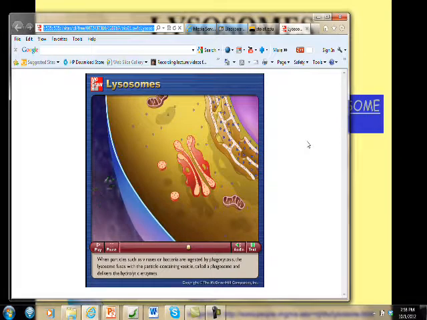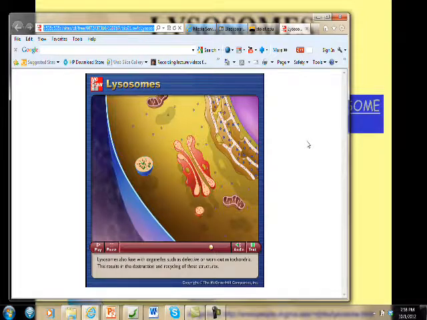When particles such as viruses or bacteria are ingested by phagocytosis, the lysosome fuses with the particle-containing vesicle, called a phagosome, and delivers the hydrolytic enzymes. Lysosomes also fuse with organelles, such as defective or worn-out mitochondria. This results in the destruction and recycling of these structures.